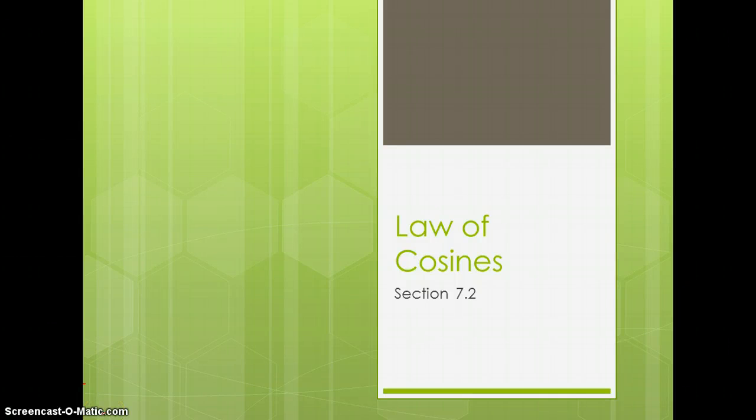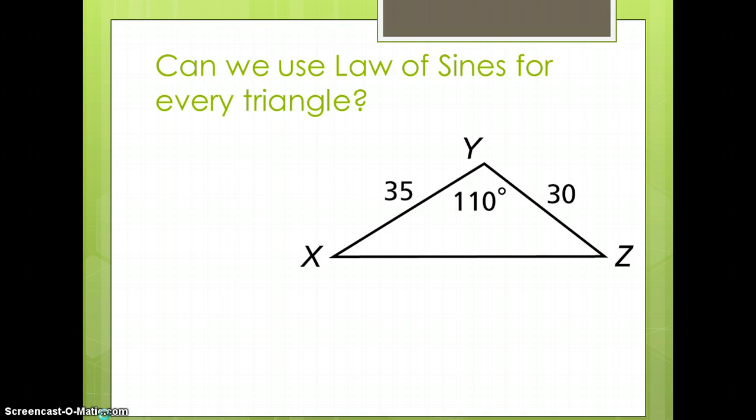All right, so now that we've seen one way to solve triangles that are not necessarily right triangles, although like I said, we could have used law of sines for right triangles as well. We have a second method, because can we use law of sines for every single triangle? I left you with the answer is no.